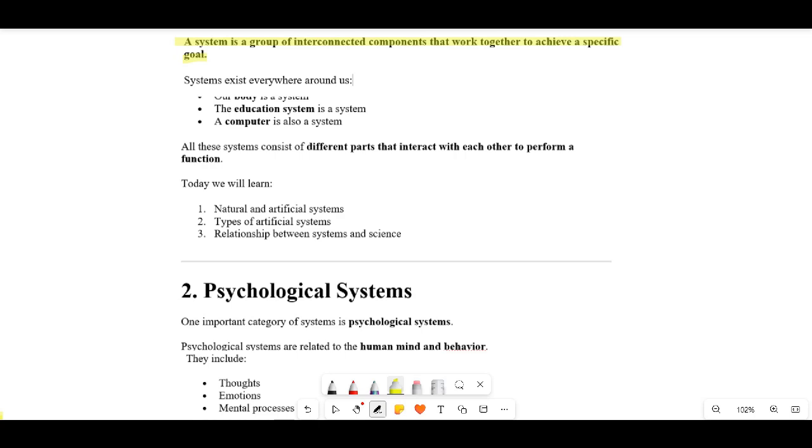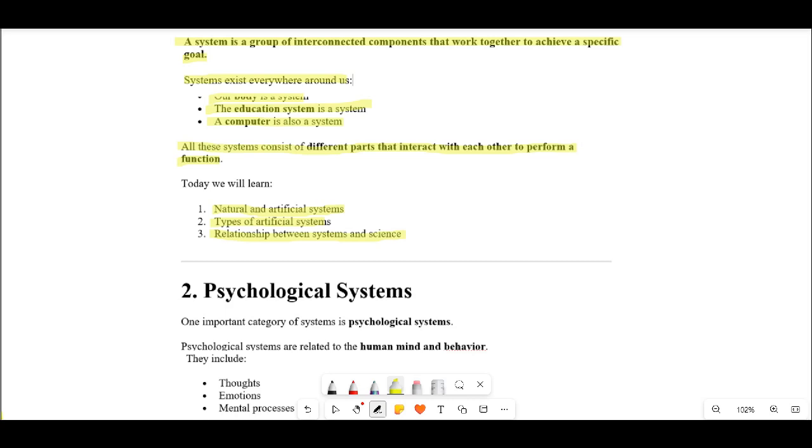And when we look around us, systems exist everywhere. Our body is a system, the education system that we are using for our studies is a system, and a computer is also a system. All these systems consist of different parts that interact with each other to perform a function. So we have learned about types of systems, natural systems and artificial systems, types of artificial systems, and the relationship between systems and the sciences.